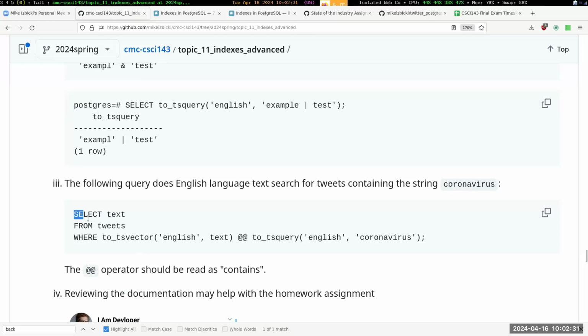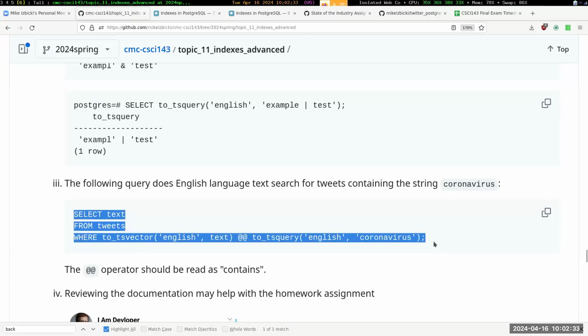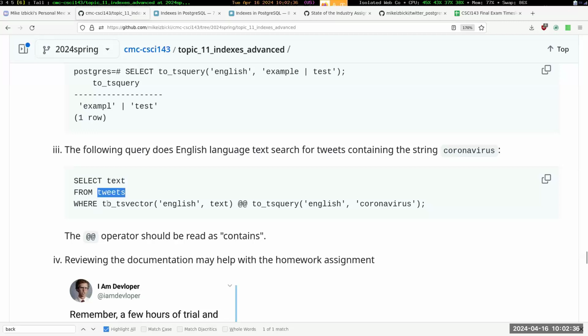Combining it all together, you get a query that looks something like this. So select text from tweets, where toTS vector. Again, the thing on the left-hand side, the toTS vector, this is the text inside of the tweets that we are searching. This is the document that we are searching inside of. And the toTS query, this is the thing that we are looking for. So usually the toTS vector function is going to have the column inside of it that comes from the table. So here the tweets table has the text column inside of it, that text column being passed to the toTS vector function.